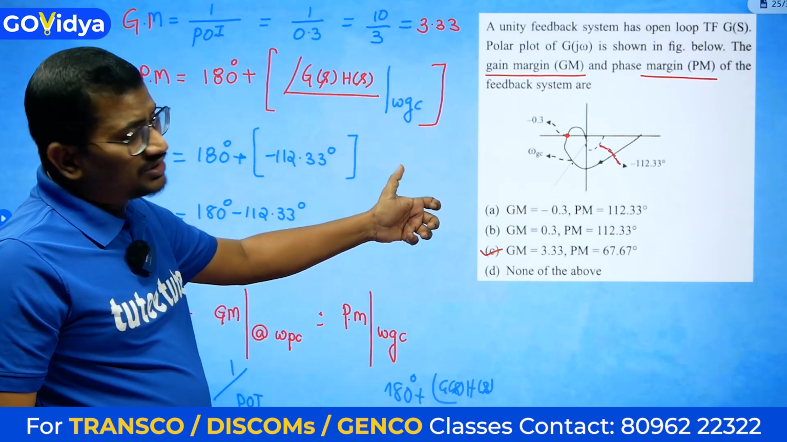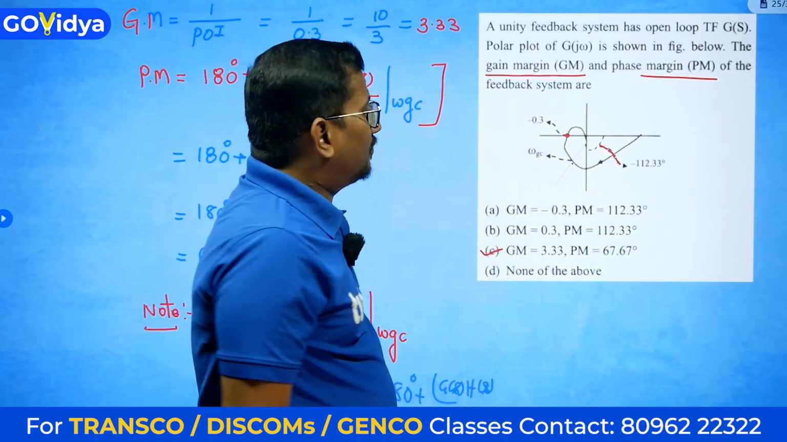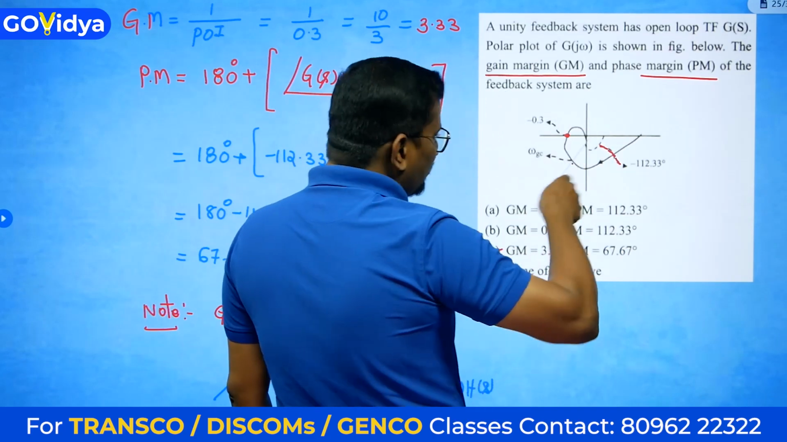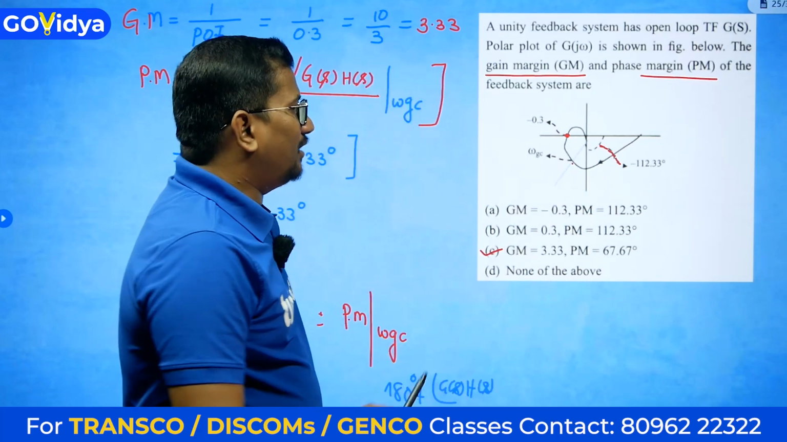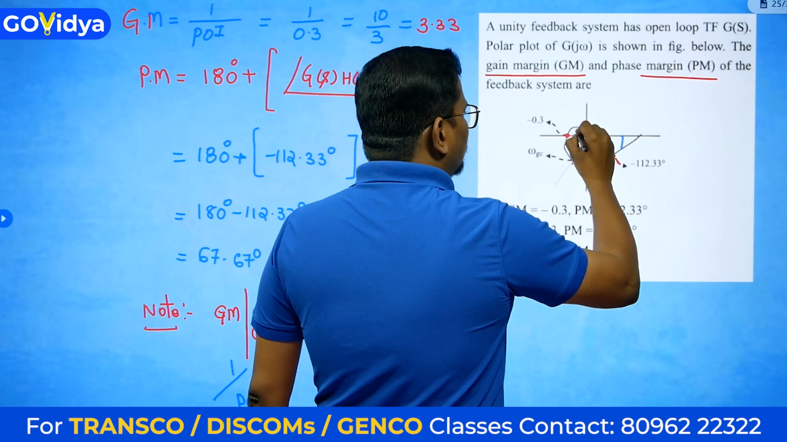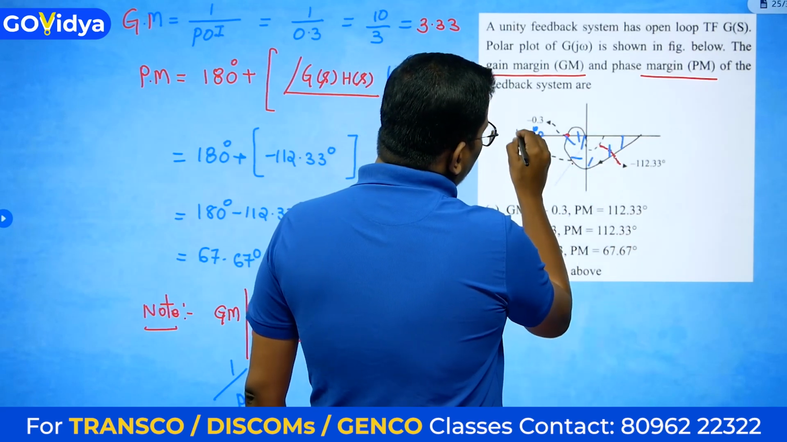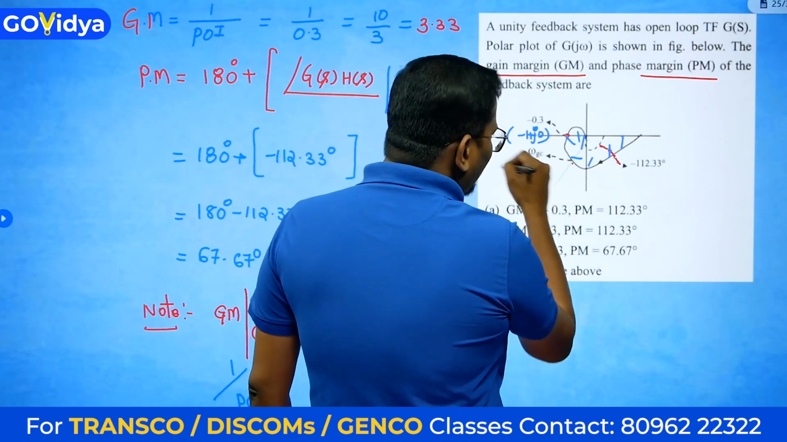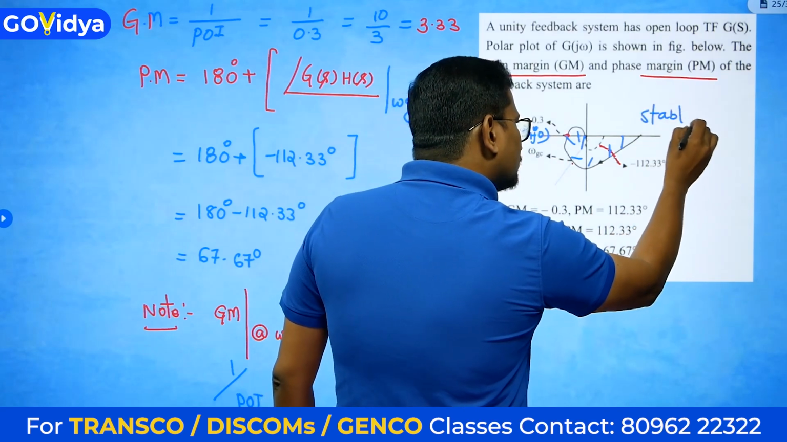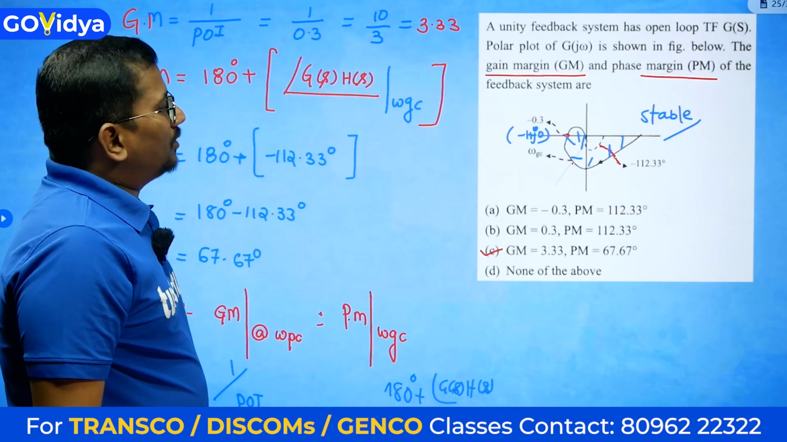This sort of questions they will ask, and they may also ask whether the given system is stable or not. For the same question, is it enclosing minus 1 plus j0? This is the direction, right? So minus 1 plus j0 is here. It is not enclosing minus 1 plus j0. Therefore the given system is stable. That's it. Okay? I hope it is clear.